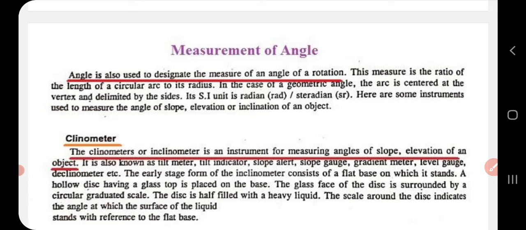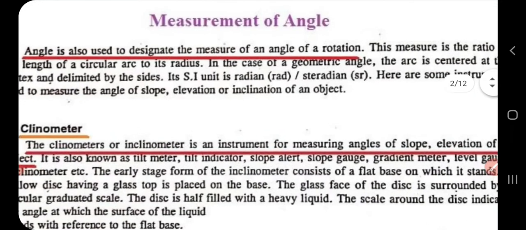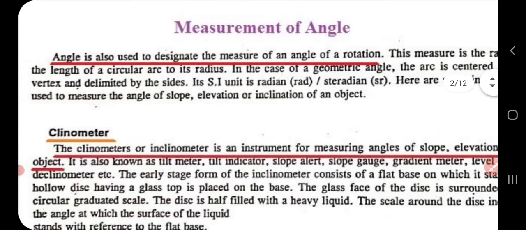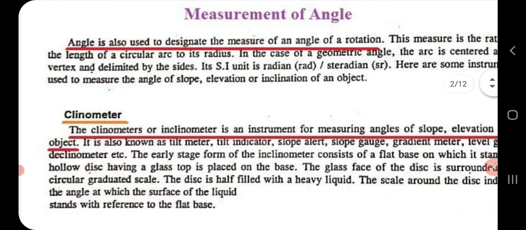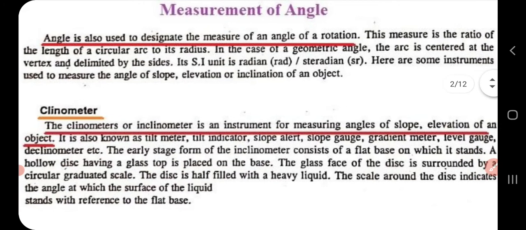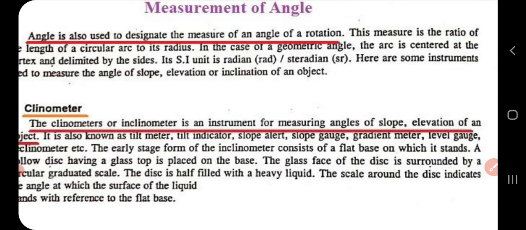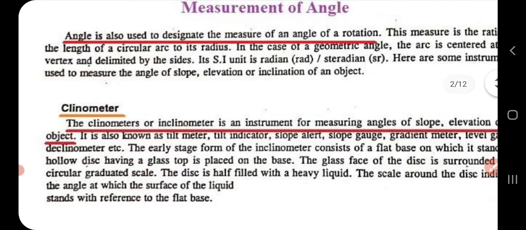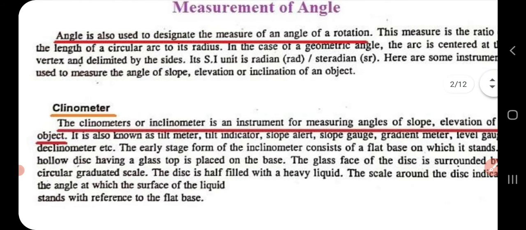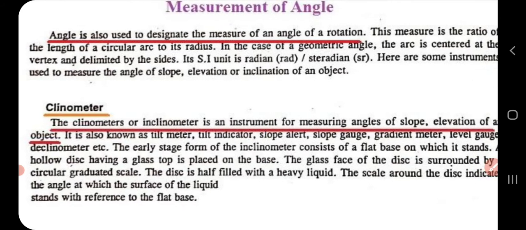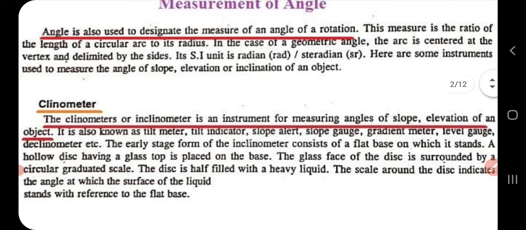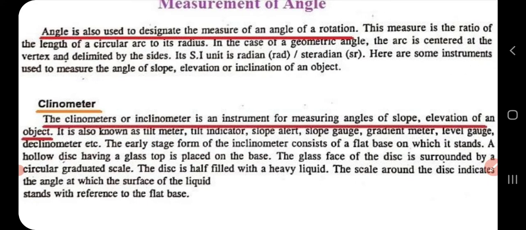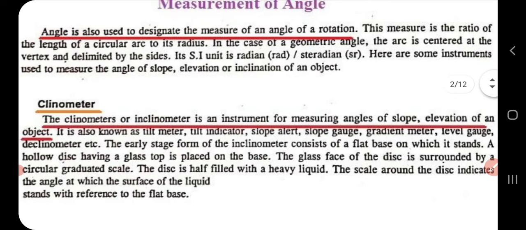Angle is also used to designate the measure of an angle of rotation. So this particular term angle is mainly used to denote the measurement of angle of rotation. Another definition is that this measure is a ratio of the length of a circular arc to its radius. That is actually called angle, you know that. Now, the unit of angle is radian. SI unit is radian or steradian.